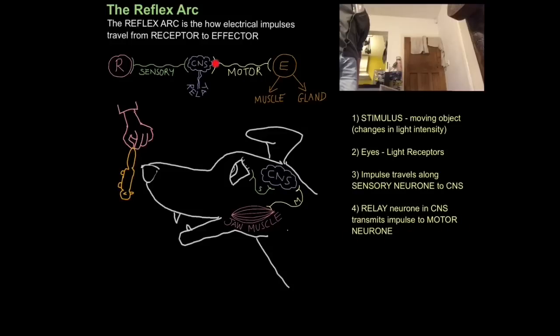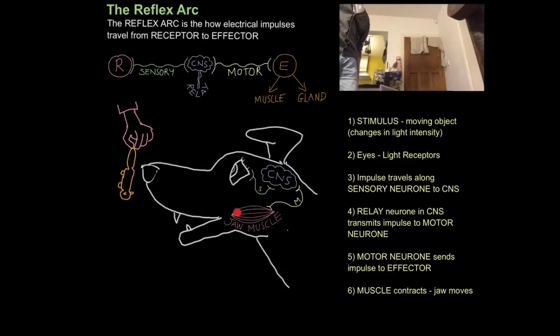So now we're at this stage on our diagram. The motor neuron then sends the electrical impulse along to the jaw muscle, which is the effector. So now we're here at the effector. And finally, the jaw muscle contracts to bring about the biting response. So muscle contracts and the jaw moves.